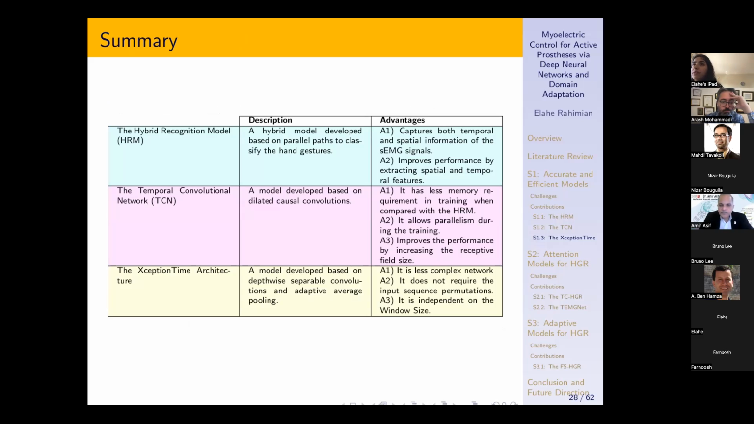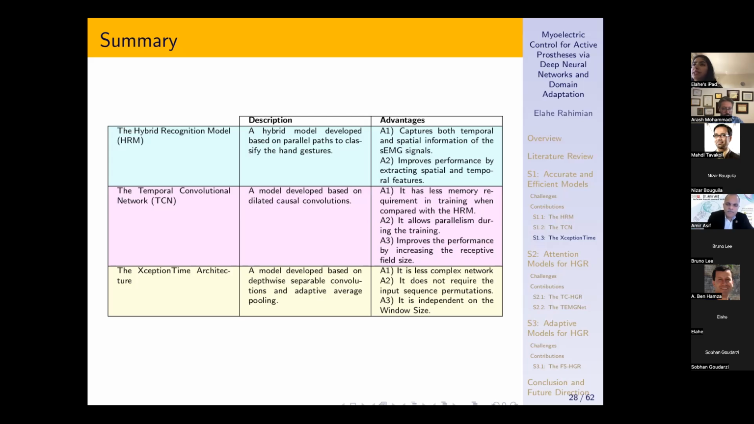Here is the summary of the work that I have done in this section. We propose three architectures. The first one is the hybrid recognition model, which was based on the parallel path, and it has several advantages. For example, it can capture both spatial and temporal features, and it can improve the accuracy.